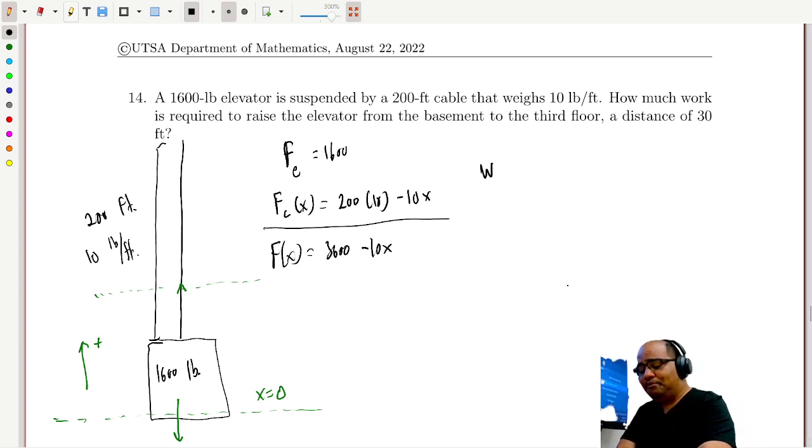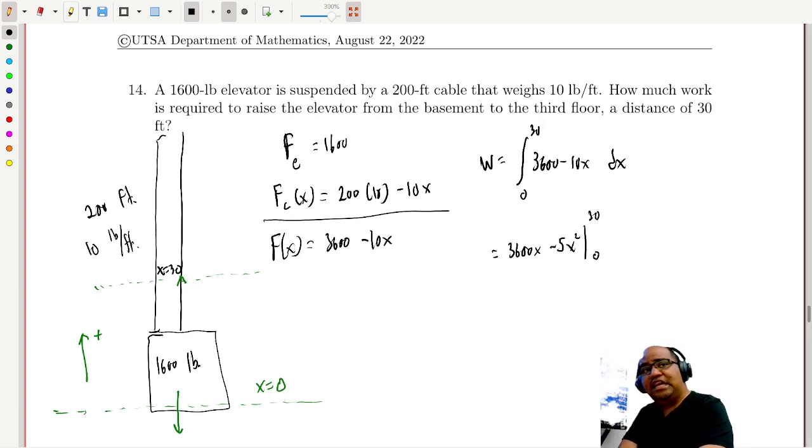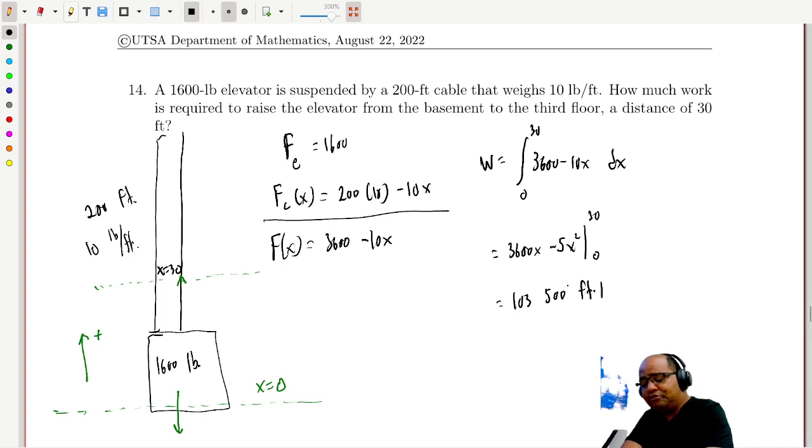So the work done, we're going to integrate from 0 to 30. That's this thing right here, 0 to 30. And our force function, 3,600 minus 10x dx. And this is just, again, very straightforward power rule stuff. So we get an antiderivative here. Evaluate this on the boundary. And if you check your favorite calculating device, you get 103,500 foot-pounds of energy required to move the elevator car the prescribed distance.